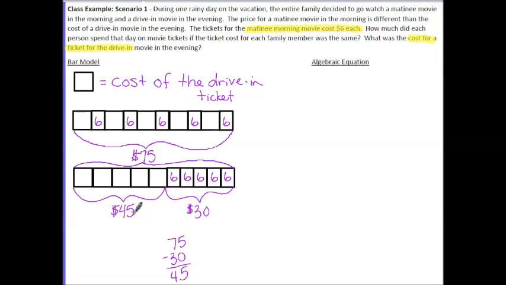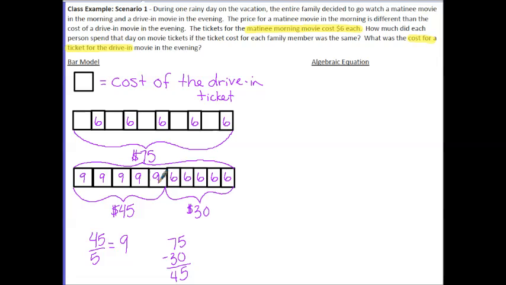So in this other section of the bar, we now can focus our attention just on this area. If I count up my sections, I have 1, 2, 3, 4, 5 equal sections. So I really want to take the whole value of 45 and divide it evenly among the 5 sections. So that's exactly what we're going to do, 45 divided by 5, and we get 9. That tells me the cost for the drive-in was $9.